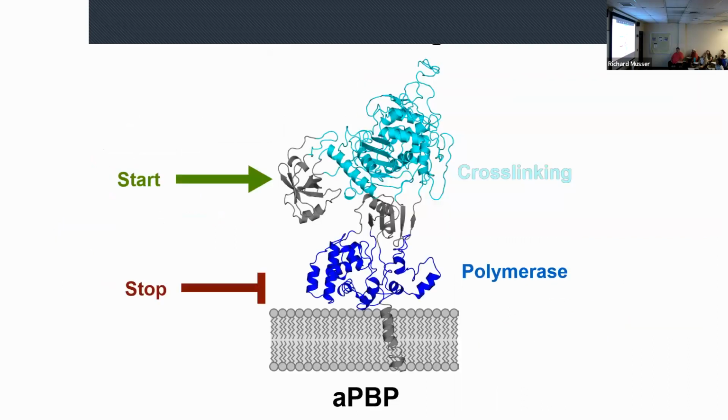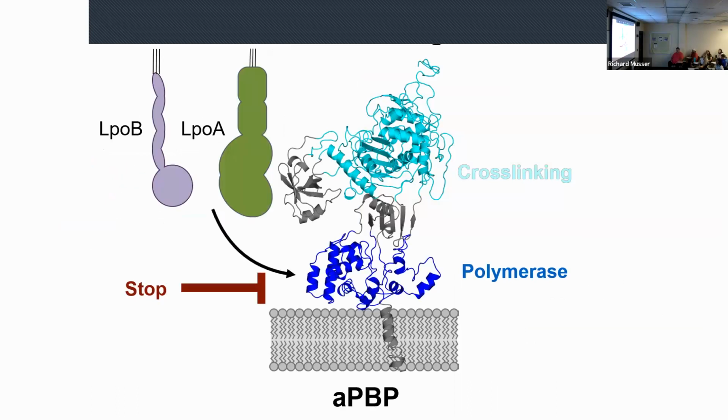Going back to how are aPBPs regulated? We have LpoA and LpoB, which bind and activate the polymerase and cross-linking activities. And we have MLTG, which interacts with the class A PBPs to actively terminate the production of the glycan strand.